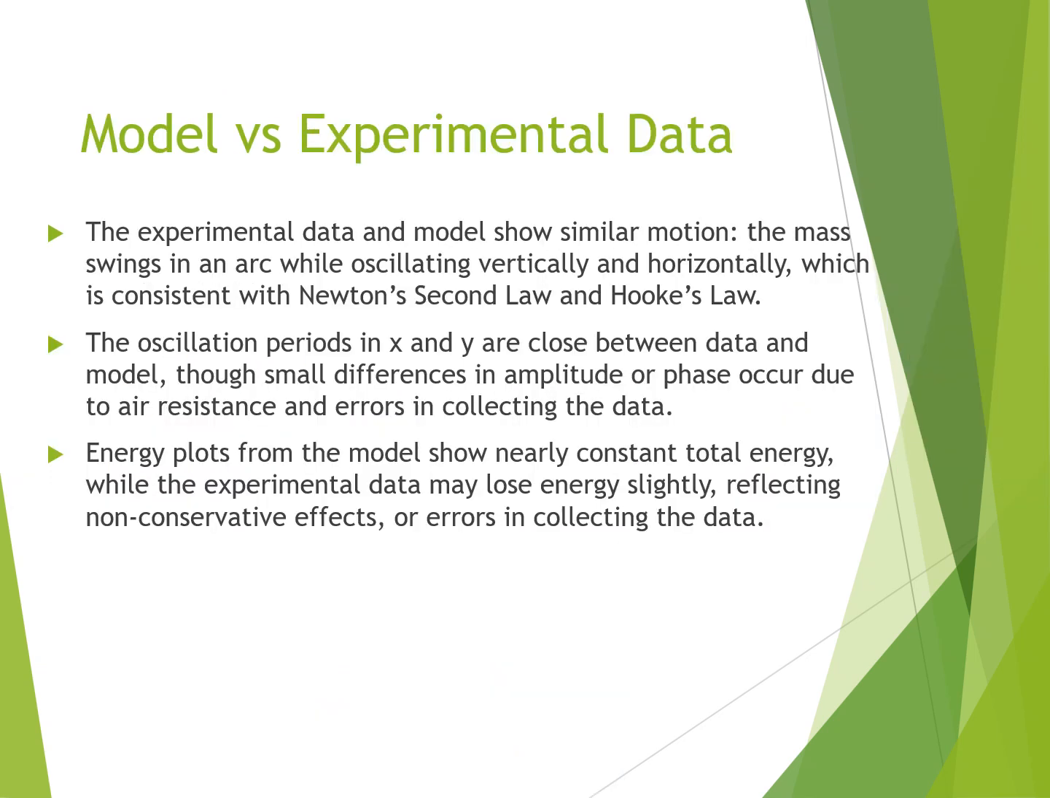The experimental data and model show similar motion. The mass swings in an arc while oscillating vertically and horizontally, which is consistent with Newton's second law and Hooke's law. The oscillation periods in X and Y are close between data and the model, though small differences in amplitude or phase occur due to air resistance and errors in collecting the data. Energy plots from the model show nearly constant total energy, while the experimental data may lose energy slightly, reflecting non-conservative effects or errors in collecting the data.